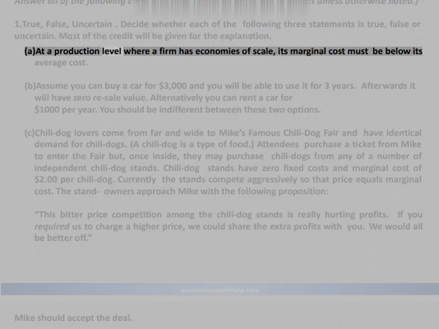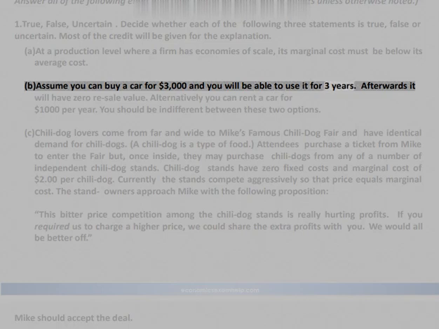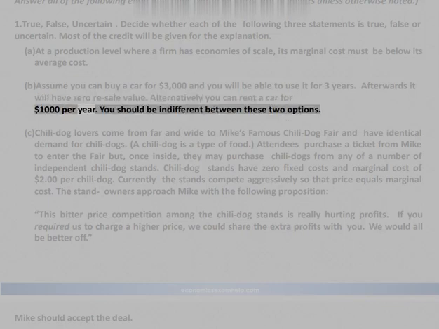A. At a production level where a firm has economies of scale, its marginal cost must be below its average cost. B. Assume you can buy a car for $3,000 and you will be able to use it for 3 years. Afterwards, it will have zero resale value. Alternatively, you can rent a car for $1,000 per year. You should be indifferent between these 2 options.